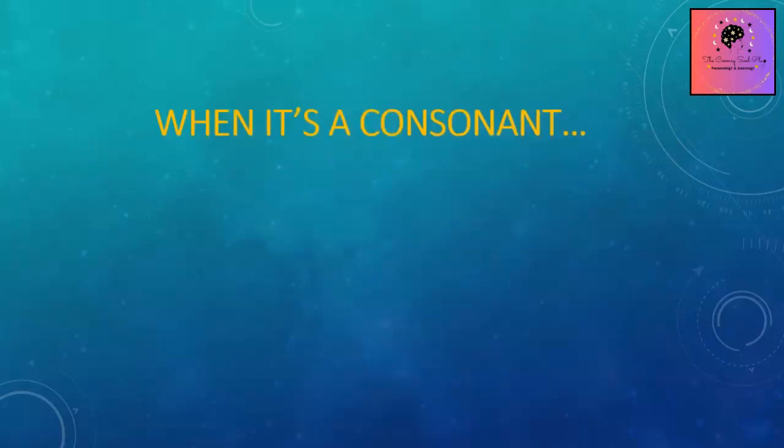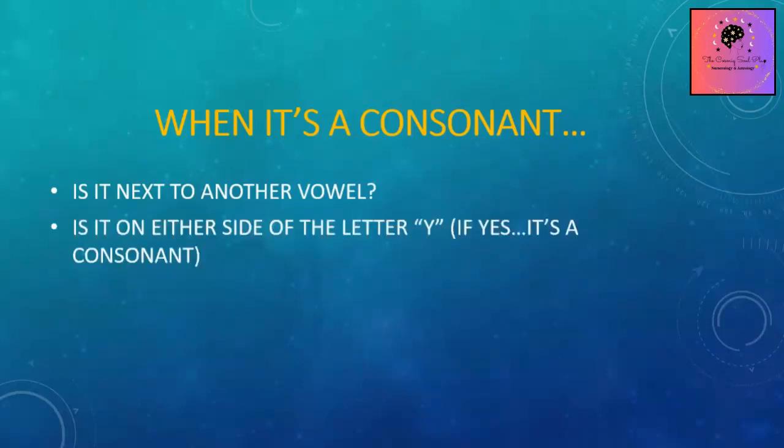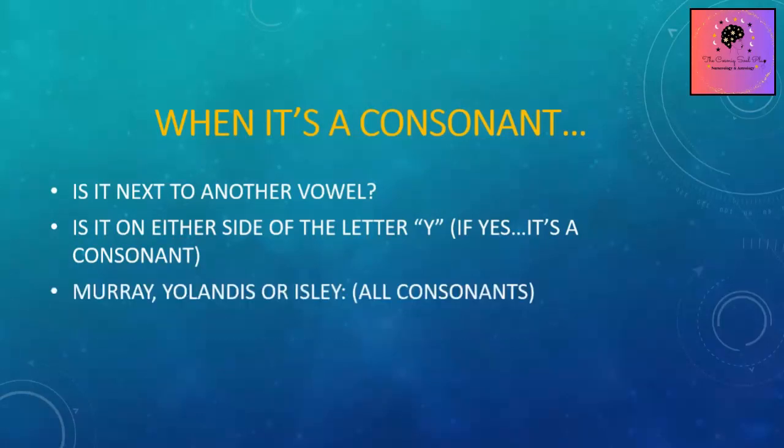Okay, so when is it a consonant? Now, what is the most simplistic way to determine if the Y in your name should be used as a vowel or a consonant? Well, the easiest way to differentiate between the two is whether or not it is next to another vowel. So basically, having a vowel on either side of the letter Y will more than likely make that Y a consonant. A good example of this is the names that you see here: Murray, Yorlandis, or Isley. Those are all consonants.